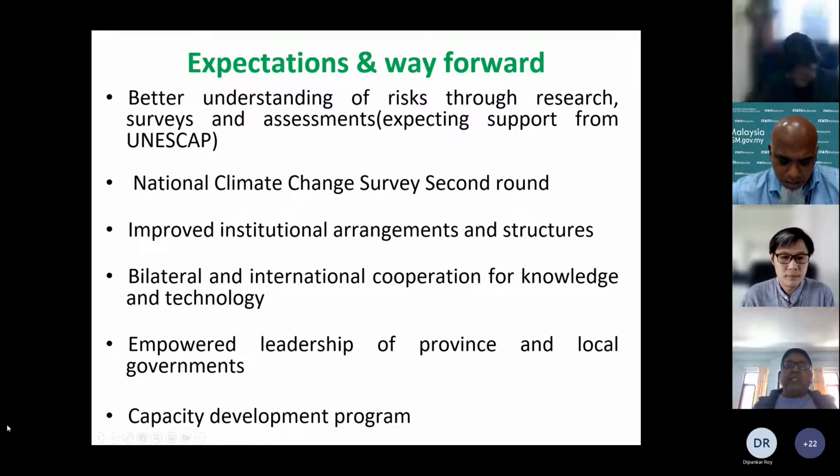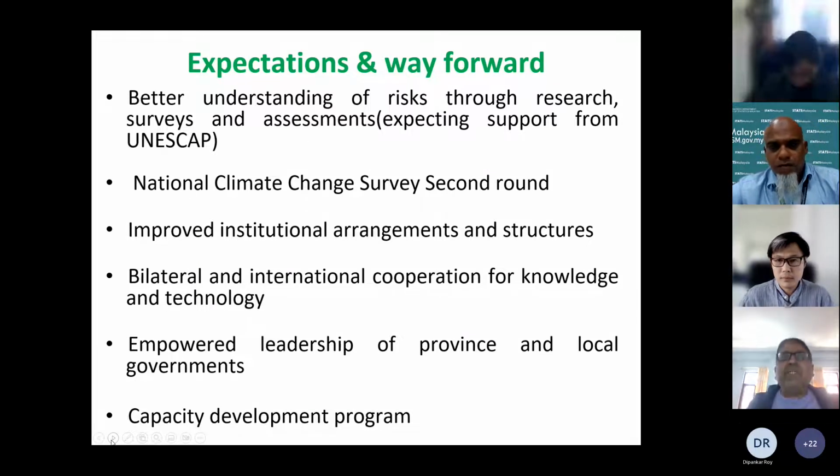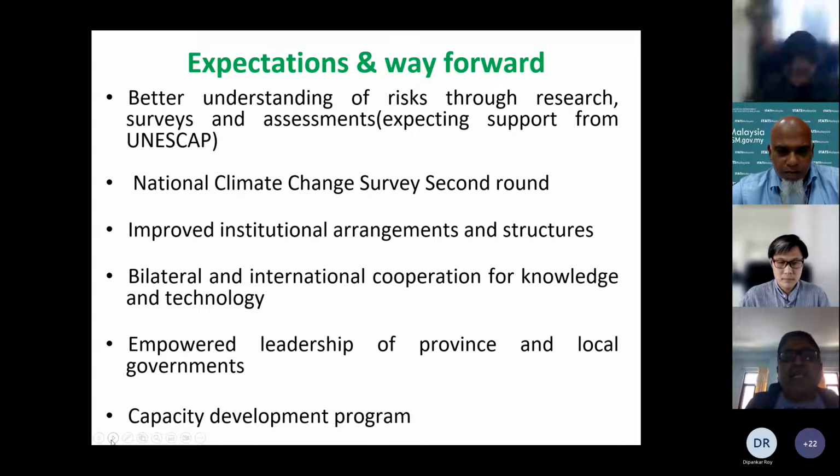So these are the things we are expecting from our agencies, and from the ESCAP also we are expecting these things. And next slide, please.